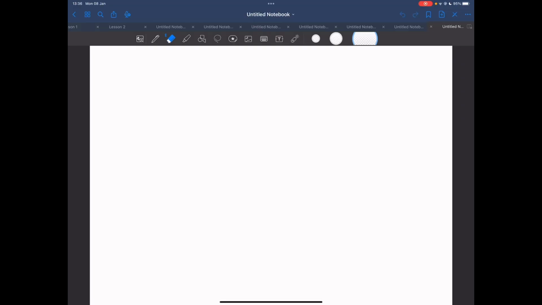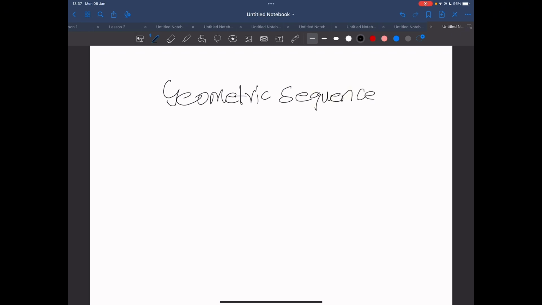Hi, today we are looking at the geometric sequence. Now, let's look at an example of a geometric sequence. We look at 2, 4, 8, like that. Why do we say it is a geometric sequence? It's a geometric sequence because it has a common ratio.